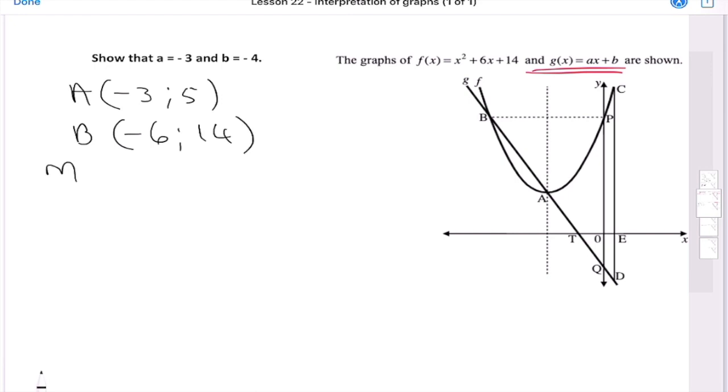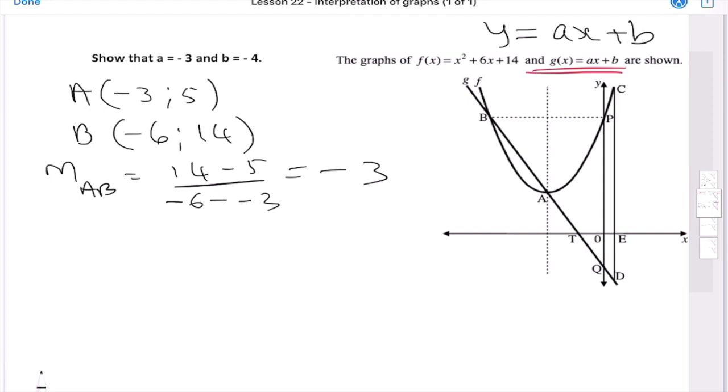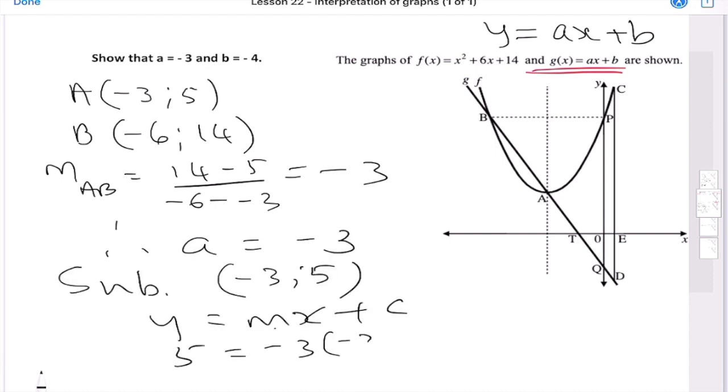First of all, the gradient. The gradient will be 14 minus 5 divided by negative 6, subtract negative 3. And that should give us an answer of negative 3. That equation there is given as y equals ax plus b. This tells us that a is equal to negative 3. If we sub in here, we should get a value of c, and c will be equal to negative 4. But c is the value of b that we are looking for. So this means b is equal to negative 4.